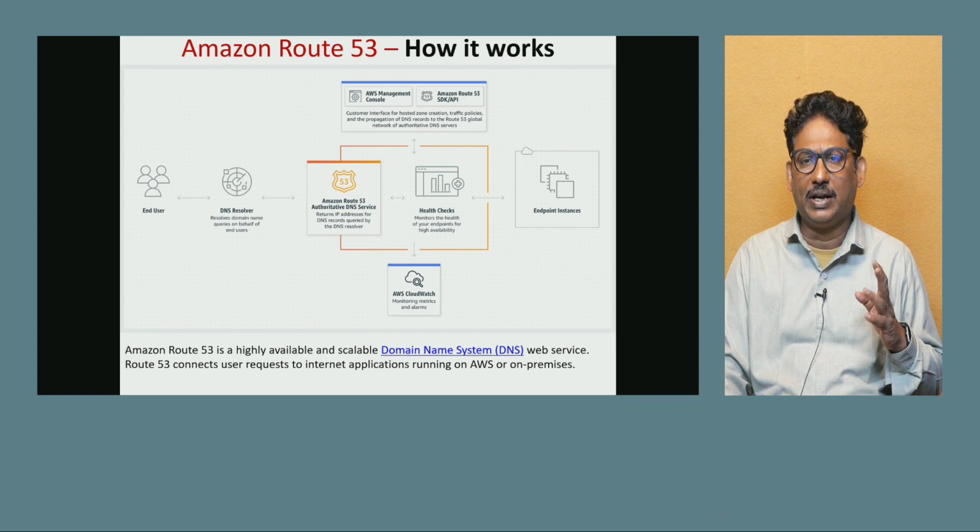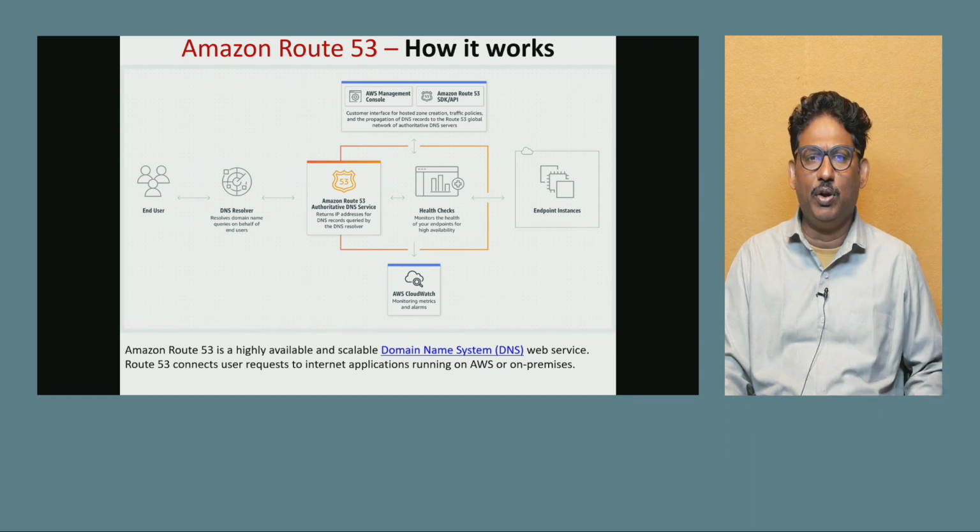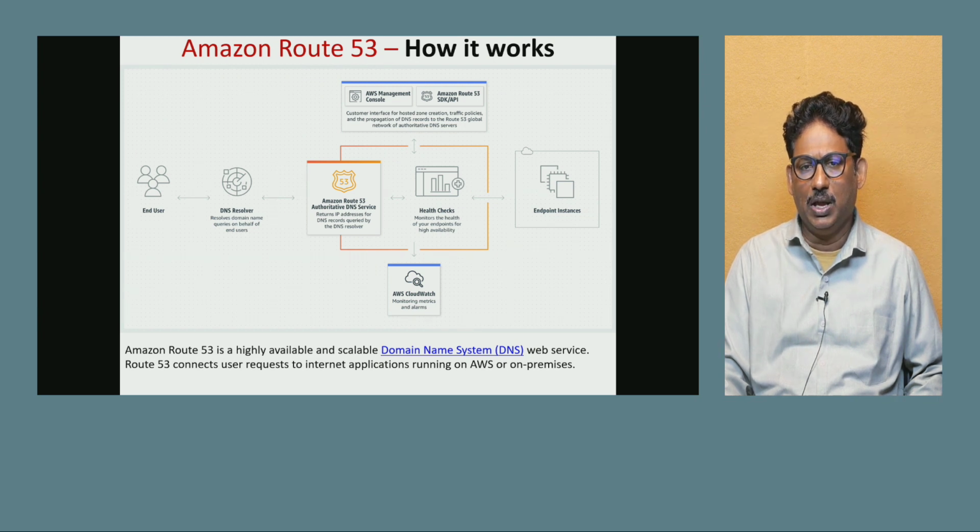Here four different activities take place. One is the AWS Management Console, another is Amazon Route 53, which depends upon the SDK and API, where the customer interface is hosted for zone creation and traffic policies. The DNS records are identified at the Route 53 global network and the DNS servers are authenticated. Then this is verified with health checks, which monitor the health of your endpoints for high availability. Next comes AWS CloudWatch, which monitors metrics and alarms so that the endpoint instances can be identified. So we discussed how Amazon Route 53 works.